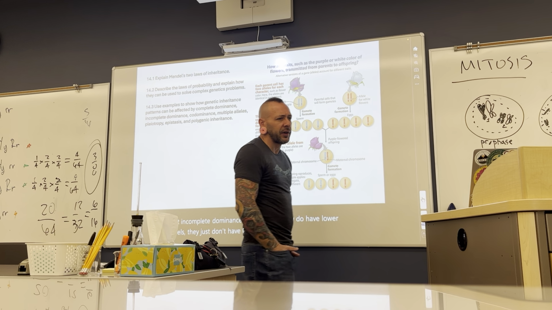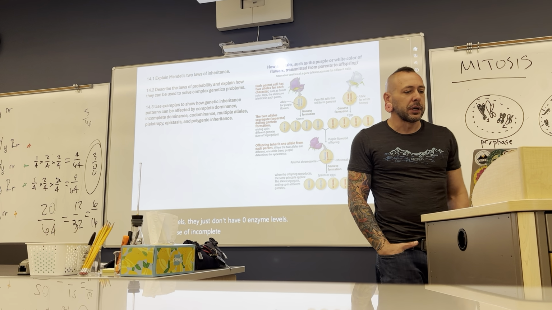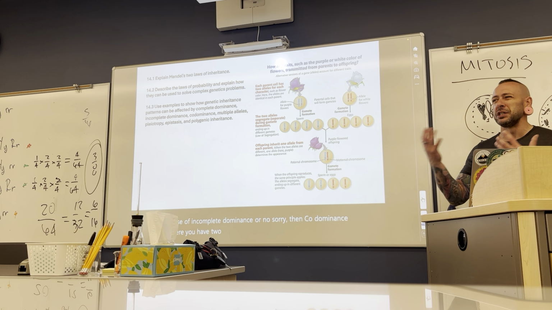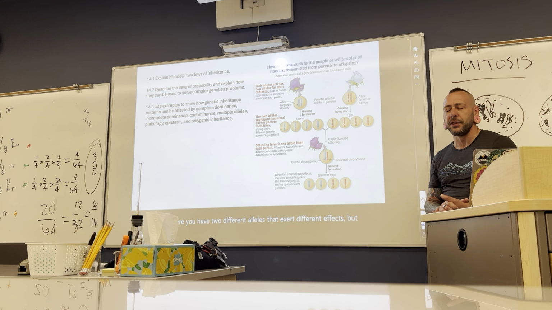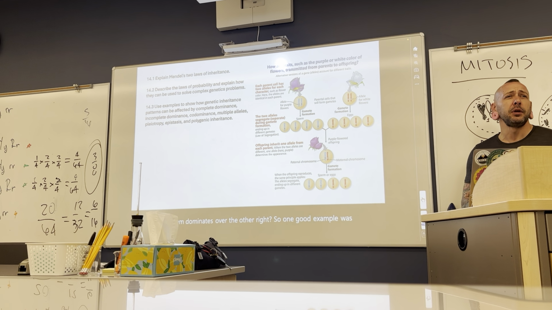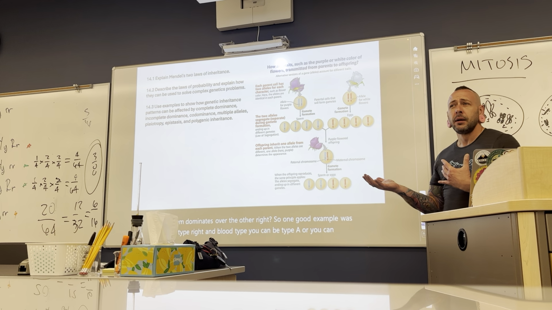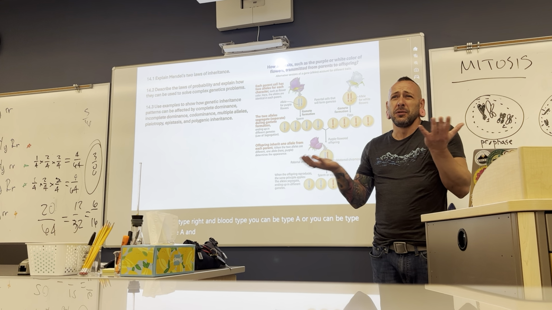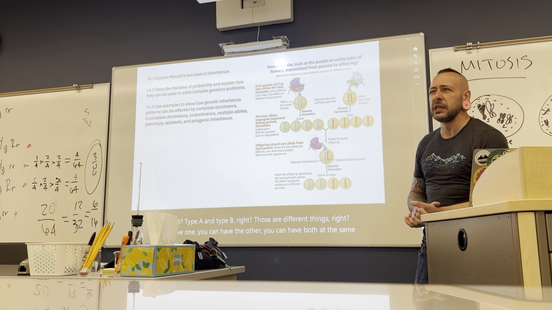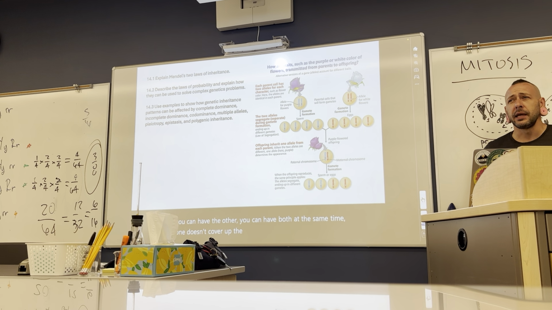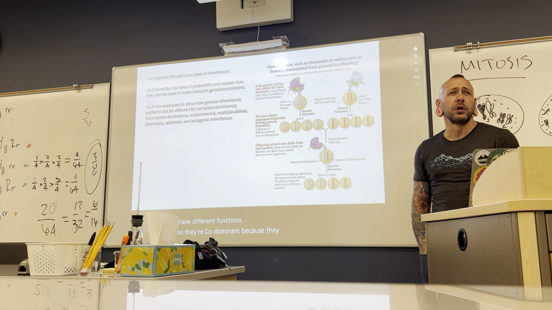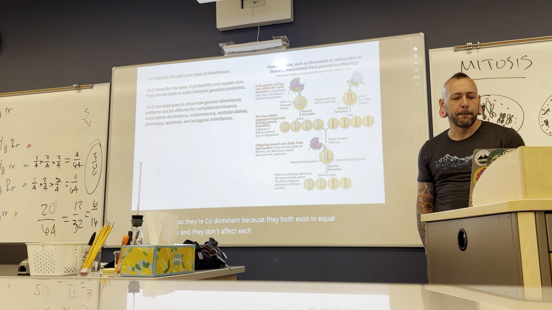Another case of incomplete dominance, or no, sorry, codominance, is where you have two different alleles that exert different effects, but none of them dominates over the other. So one good example was with blood type. In blood type, you can be type A or you can be type B. Type A and type B, those are different things. You can have one, you can have the other, you can have both at the same time. But one doesn't cover up the other. They have different functions. And so they're codominant because they both exist in equal proportions and they don't affect each other in any way.